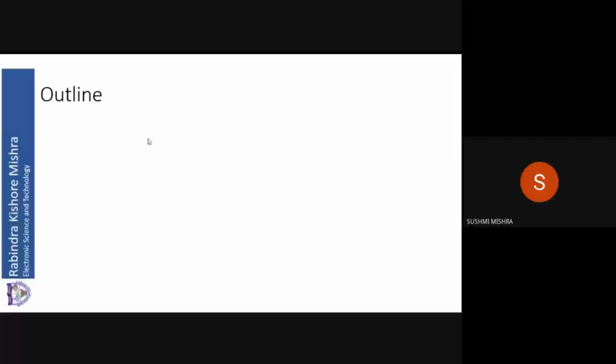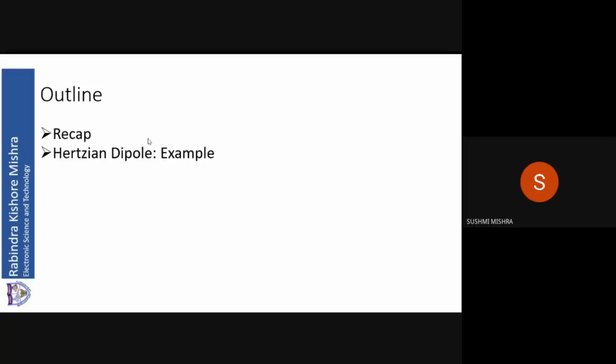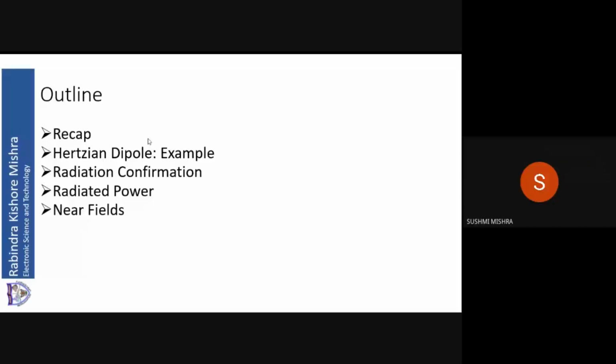In this part, I'll start with a recap of what we discussed in the last class. Then I'll take one example. After that, I will take confirmation of radiation from the Hertzian dipole. Then I will take power radiated, then near fields. After that, the power in the near field.